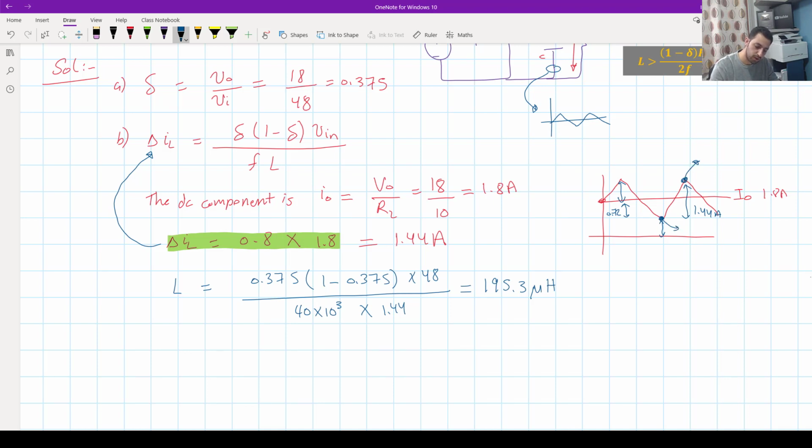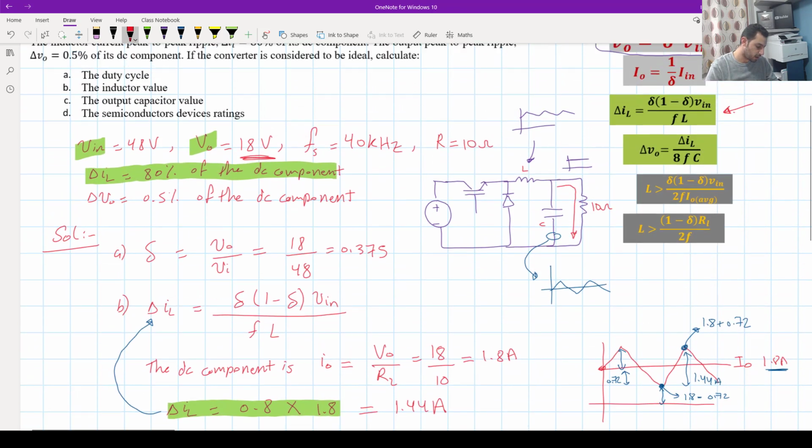We know the middle point, which is 1.8. So this point is 1.8 minus 0.72, and that value is 1.8 plus 0.72. And this is very important just to make sure that we know all the values, because we are going to select some switches, and that switch should handle the maximum current we calculate in our circuit.